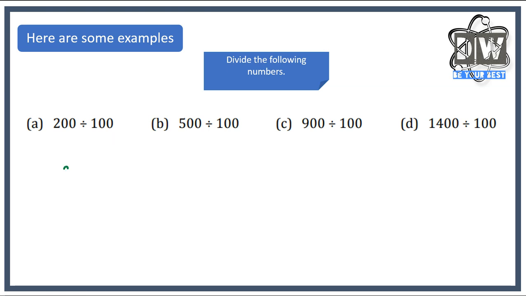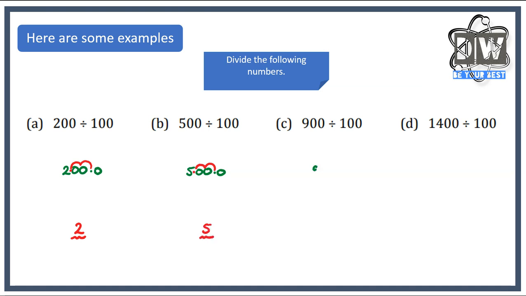Here we go. First one up is 200, or 200.0. We're going to move it 2 spaces to the left, and that gives us an answer of 2. The next one, 500.0, we're going to move it 2 spaces, which gives us an answer of 5.